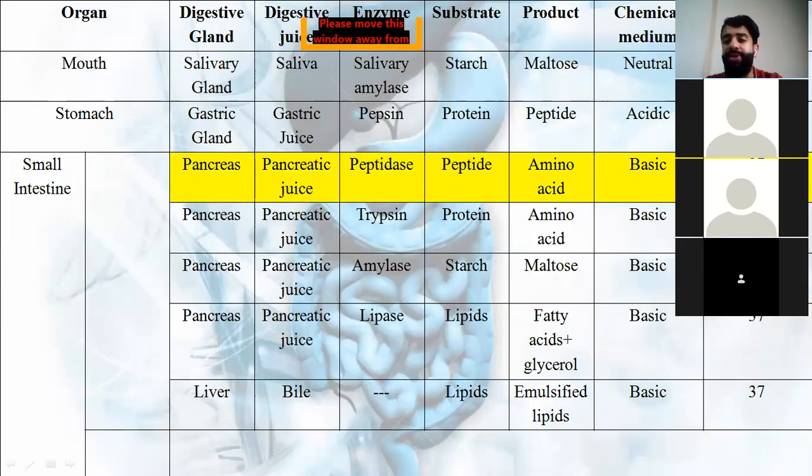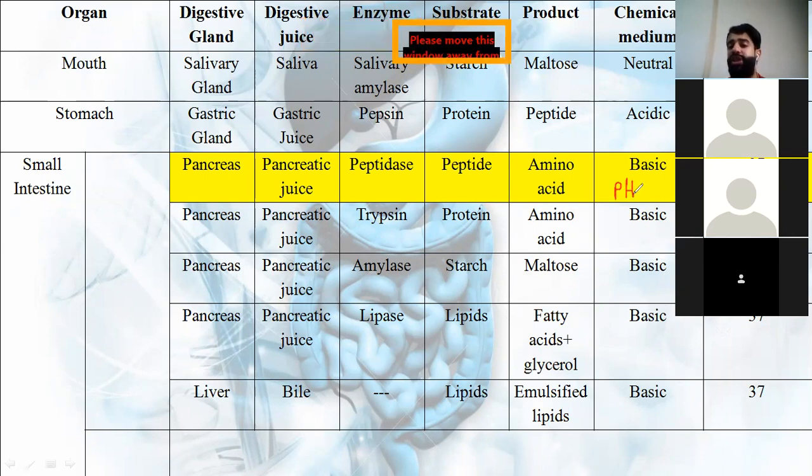We have first the pancreas. The pancreas secretes the pancreatic juice that contains the enzyme peptidase. From its name, peptidase works on peptides to give amino acid. The medium is basic. What is the meaning of medium is basic, Hadil? The pH is what?